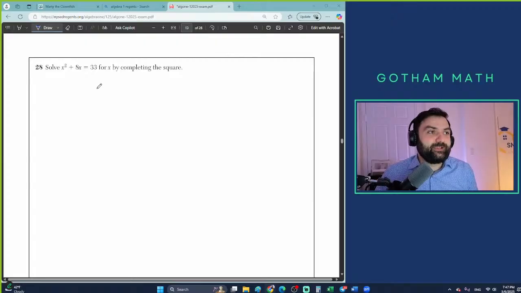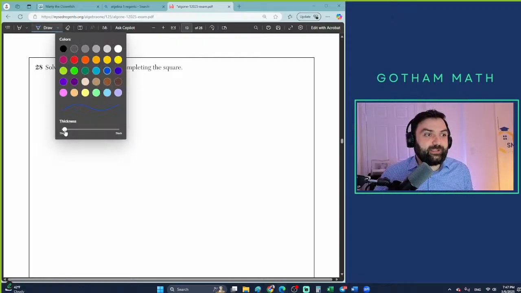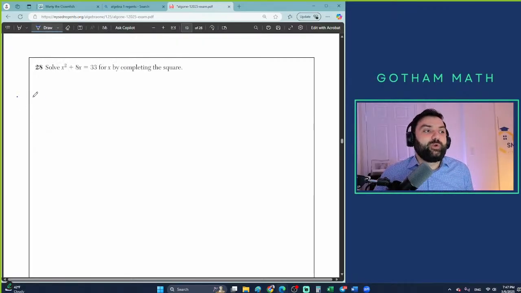Next, number 28. Solve x squared plus 8x equals 33 for x by completing the square. All right, by the completing the square method. We need to know the completing the square method, and I told each one of you that this is going to come up on the Regents. So let's just do it.